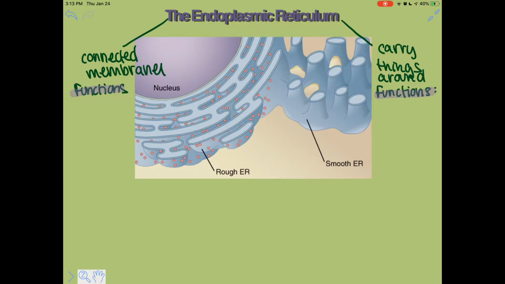And so let's start out by talking about the functions of the smooth ER. The smooth ER will be written over on the right side, whereas the other type, which is the rough ER, will be written on the left side. And so the smooth ER, also known as the SER, is smooth in appearance because it has no ribosomes. These ribosomes are free or not attached, so they're considered free ribosomes.